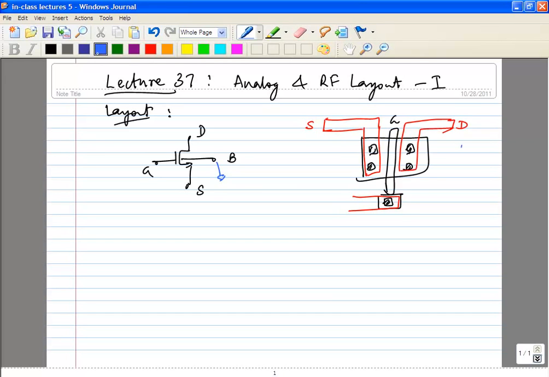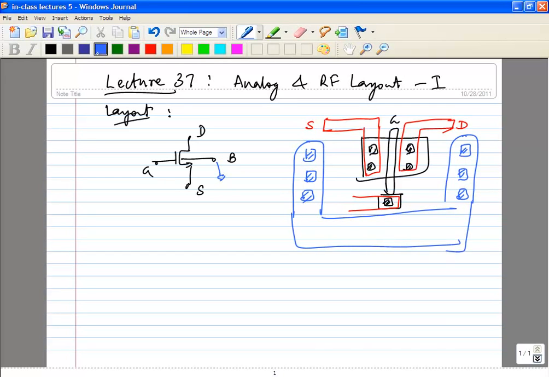Okay, so what you need to do is put in contacts and connect it physically to ground. Okay, so let's say the ground line goes across like this. Okay, a typical layout could look like this.